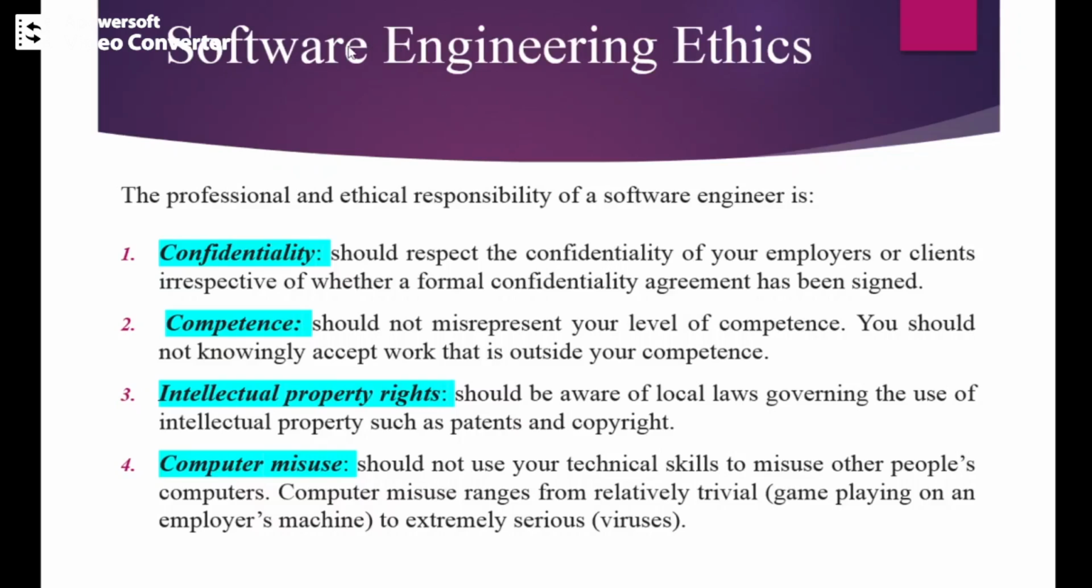Now we'll see the software engineering ethics. We have to see what are the professional and ethical responsibilities of a software engineer. So, what are the ethics a software engineer should follow in an IT industry? First one is confidentiality, second one, competence, third one, intellectual property rights, and fourth one is computer misuse. Let us see the first professional and ethical responsibility, that is confidentiality.